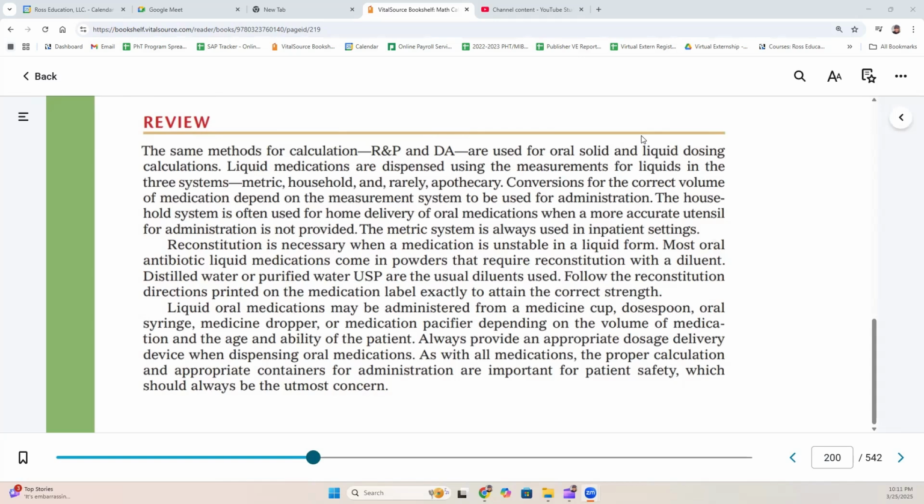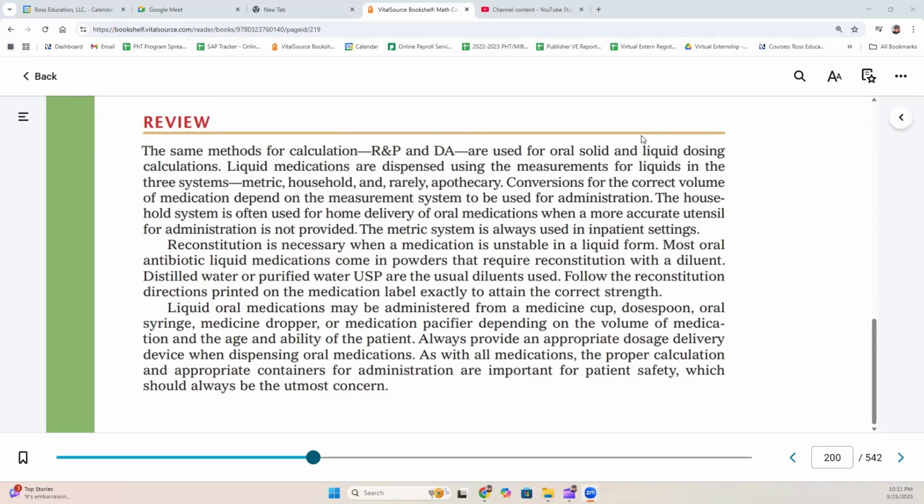Reconstitution is necessary when a medication is unstable in a liquid form. Most oral antibiotic liquid medications come in powders that require reconstitution with a diluent. Distilled water or purified water, USP, are the usual diluents used. Follow the reconstitution directions printed on the medication label exactly to attain the correct strength.